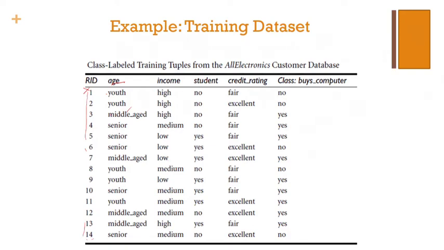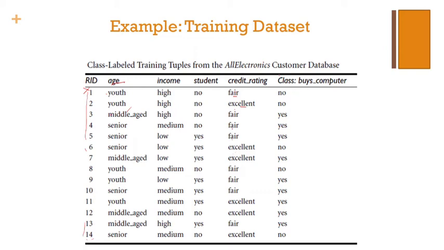Student, that is the category. Is the person a student? No, he's not a student. Yes, he's a student. Credit rating, fair. He has a fair credit rating, that is, the previous credits he has been repaying at the normal time. Excellent. These are the values you have here, these are categorical values. So you are assigned certain values that you can give.